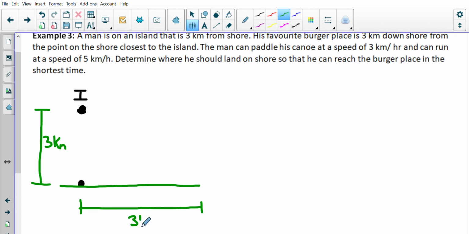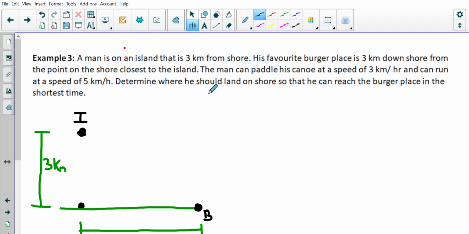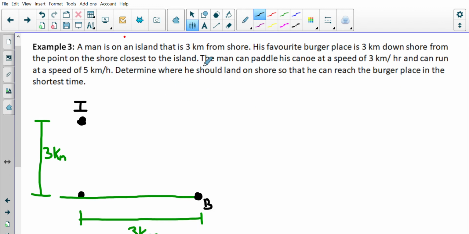That's 3 Ks. All right, and we've got his burger place. I will put it right here. There's the burger place. Okay. So what he's going to do here is this gentleman is going to paddle his canoe to the shore at some point. He's going to hit right here, and then he's going to run.